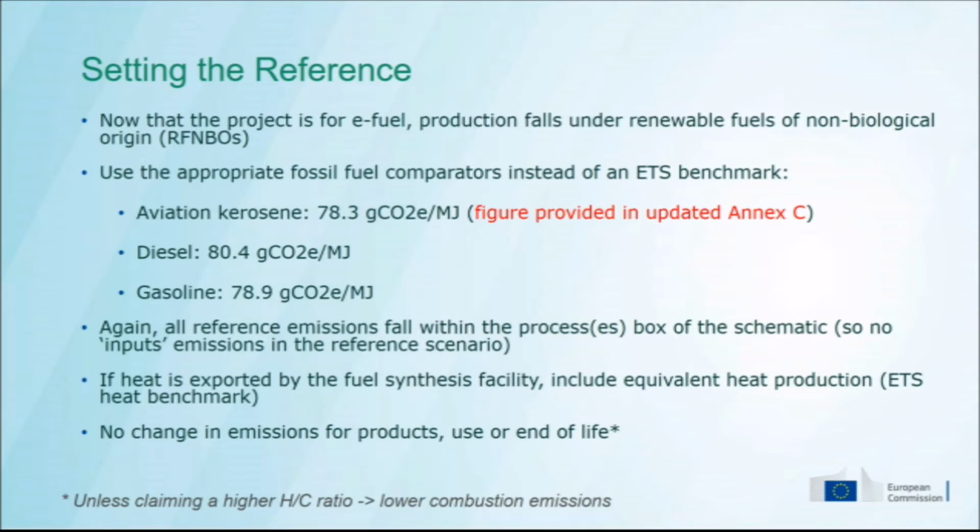So now we're talking about making an e-fuel instead of just hydrogen. So how do we set the reference? Well, production falls under renewable fuels of non-biological origin. So now, instead of using an ETS benchmark as we did with hydrogen, we're looking at using a fossil fuel comparator, because that's what we're going to be replacing. So we have fossil fuel comparators for aviation kerosene, diesel and gasoline. And the aviation kerosene will be new to most of you, and that's provided in an updated version of Annex C, which I think went out this morning.